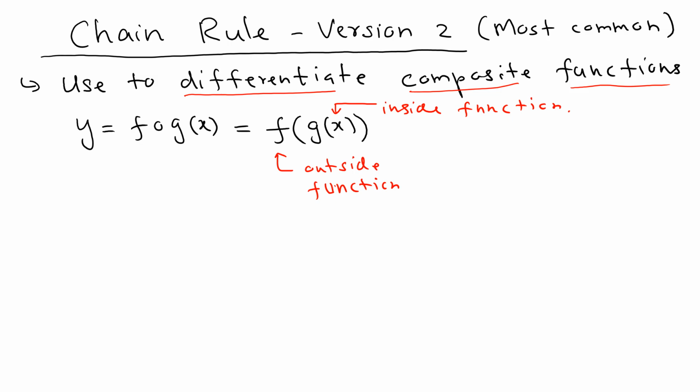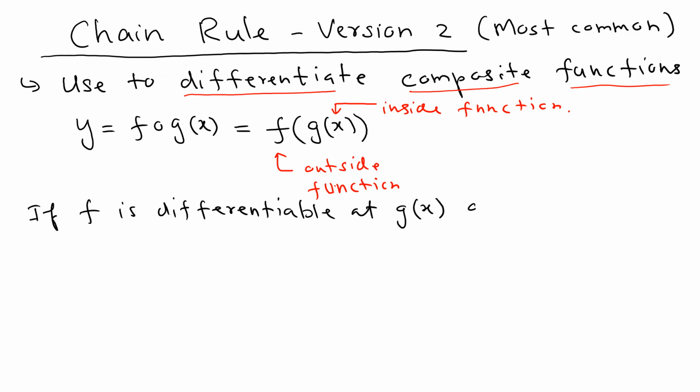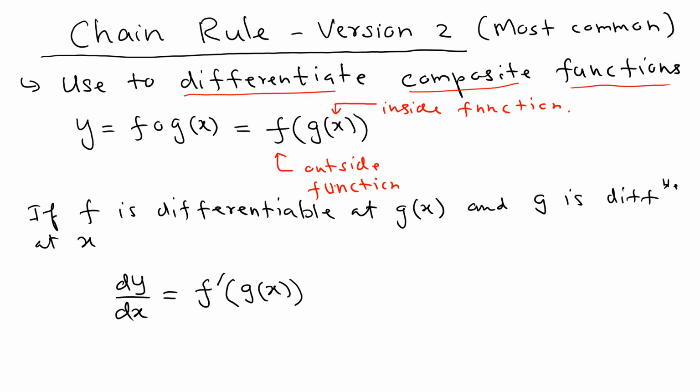After we do that, the theorem says that if the outside function f is differentiable, that means you can find the derivative, differentiable at g(x), where g(x) is a value, and g is differentiable at x, then the derivative of the y function in terms of the original variable x is simply the derivative of the outer function evaluated at g(x), multiplied by the derivative of the inside function. That is the second version of the chain rule. This is actually the easiest version.